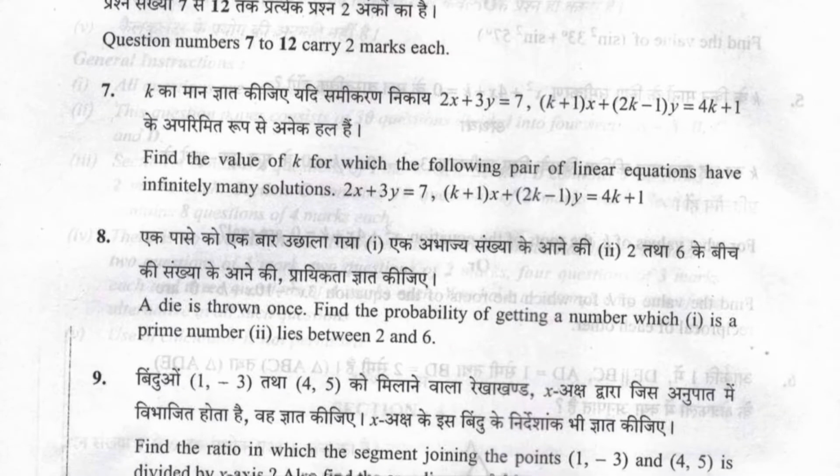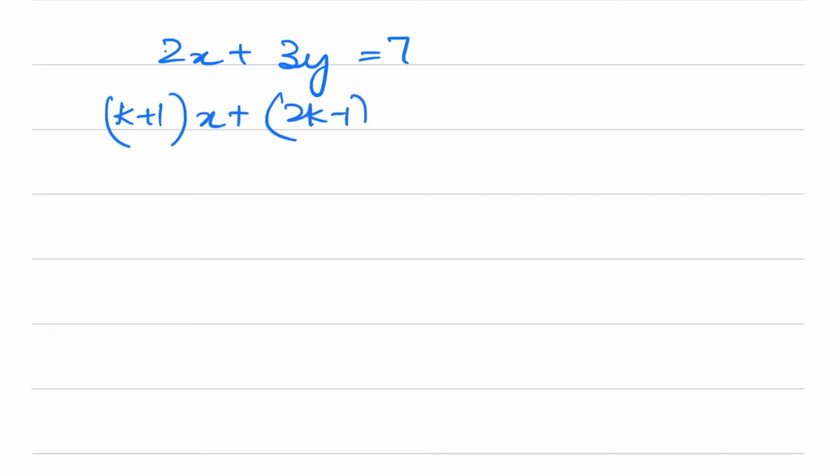It has 6 questions of 2 marks each, and in the 7th question we have to find the value of k for which the following pair of linear equations have infinitely many solutions. The equations are 2x plus 3y is equal to 7 and (k plus 1)x plus (2k minus 1)y is equal to 4k plus 1. In this question we are given two equations, 2x plus 3y is equal to 7 and (k plus 1)x plus (2k minus 1)y is equal to 4k plus 1.